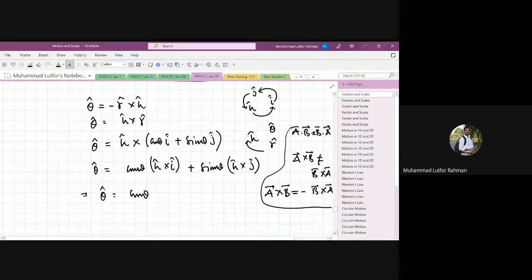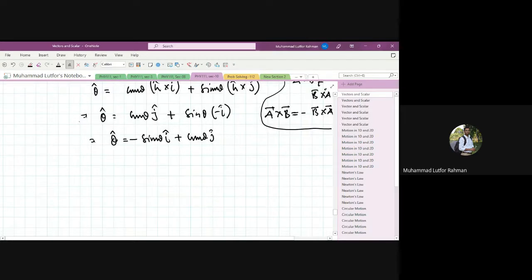K cross I, K cross I, it will be J, right? Yes, sir. So Z hat cross J gives plus sine theta I, and minus sine theta K cross I. K cross J is going to be minus I, right? Sine theta into minus I. That means theta hat, in that case, I can write as minus sine theta I hat plus cos theta Z hat. That would be the unit vector in the polar coordinate system.